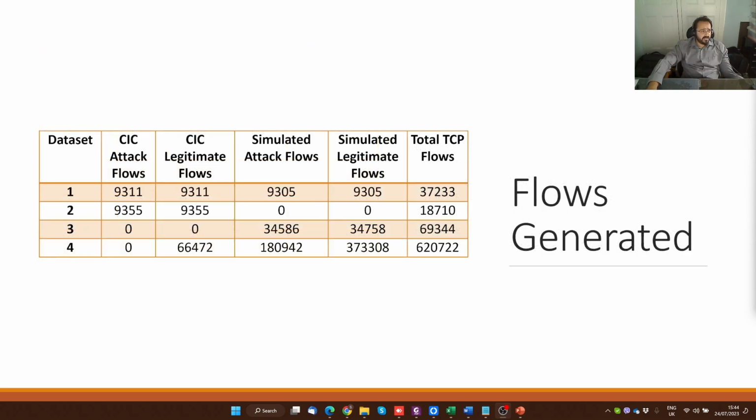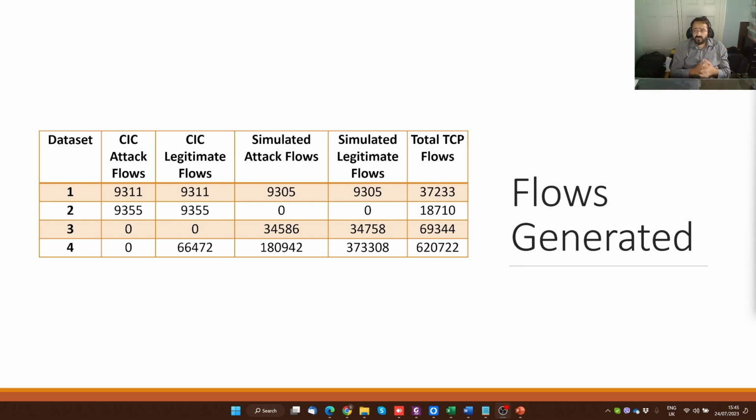As you can see here, we have many flows collected. We have attack flows, legitimate flows, etc. And we have constructed 4 different datasets. Each of these 4 datasets has slightly different data.